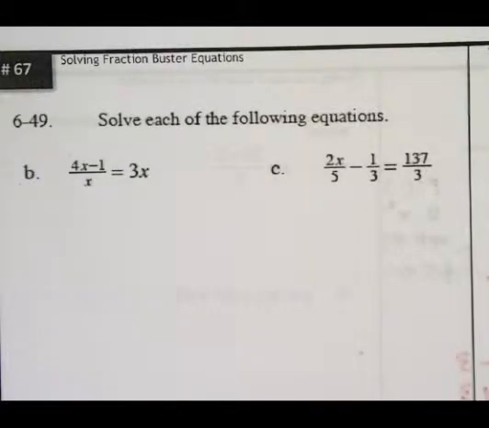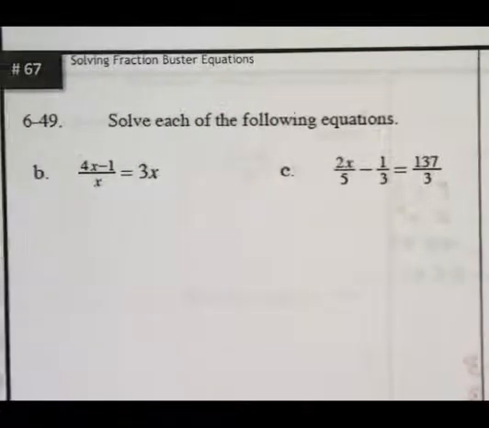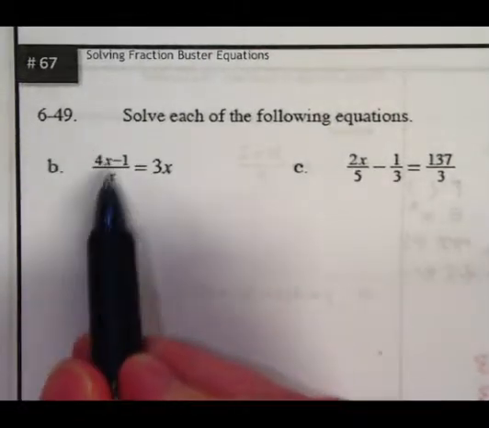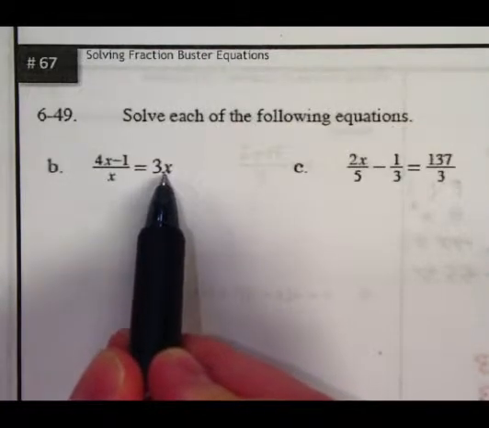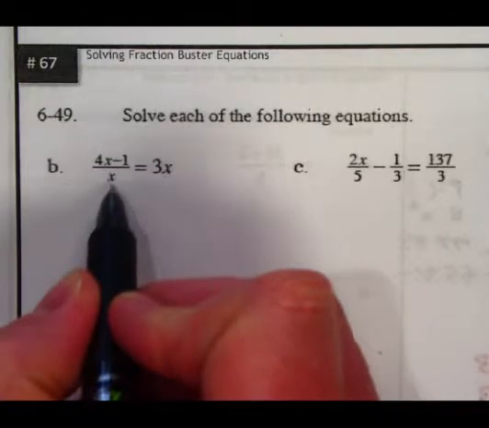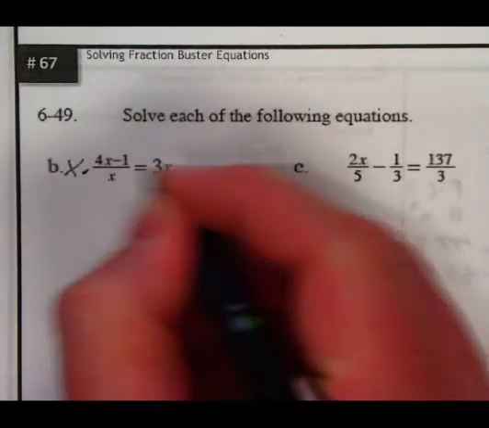Here we go with target 67, bringing back a popular item this year, which has been solving fraction busters, or equations with x in fractions or in different places within that fraction. The first one really isn't a fraction buster because all it is is a fraction equaling a number, or a letter, 3x. So all I got to do is get this out of the divisor, out of the denominator, so I'm going to multiply both sides by x.